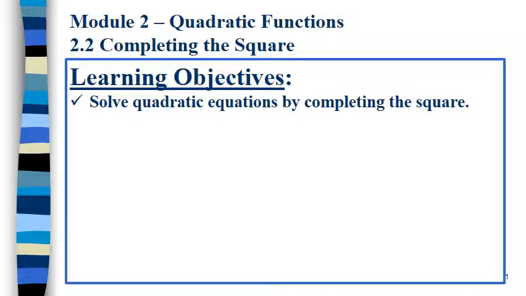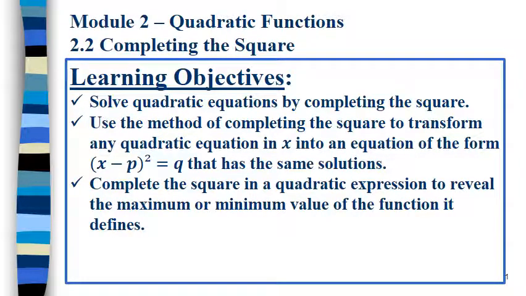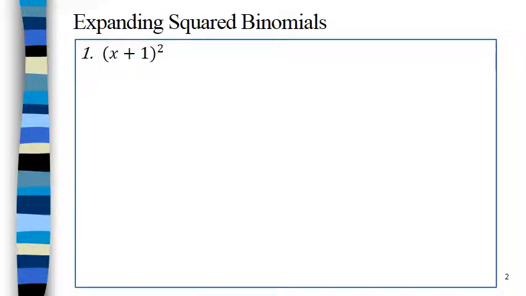Okay, welcome back. This is section 2.2, completing the square. We're going to talk about how to solve quadratic equations by completing the square. This is going to include using a method called completing the square to transform any quadratic equation that's defined in x into an equation of the form the quantity x minus p squared equals q that has the same solutions. We're also going to complete the square in a quadratic expression to reveal the maximum or minimum values of the function it defines. Okay, so let's start off with a little bit of algebra review.